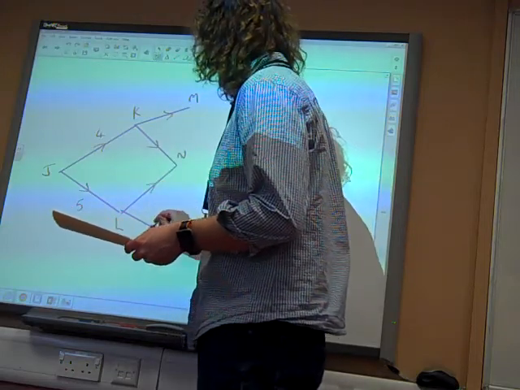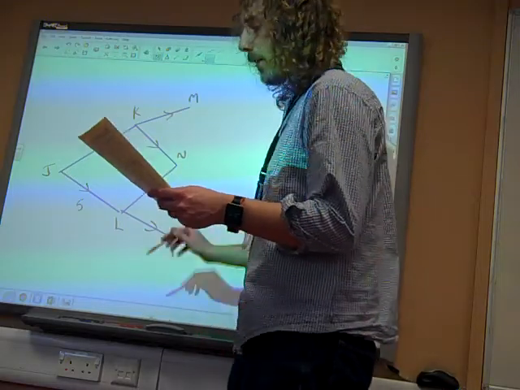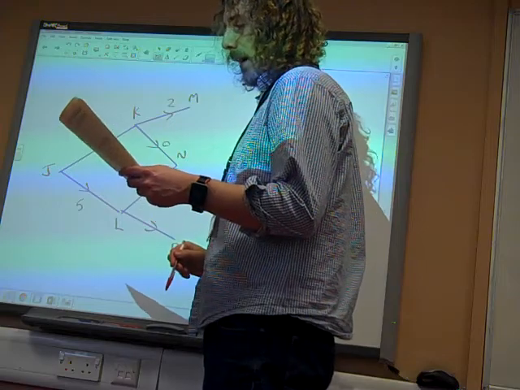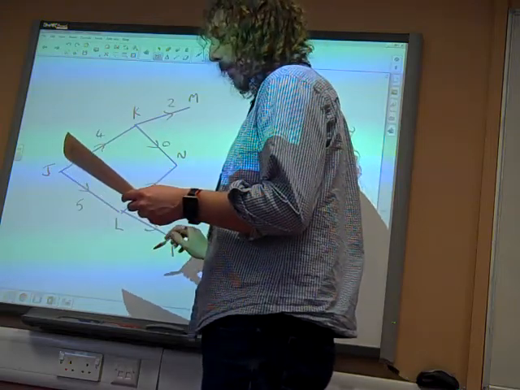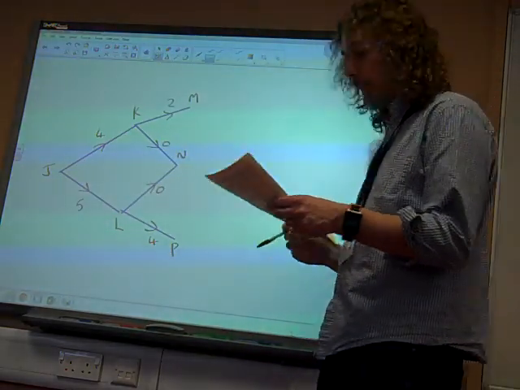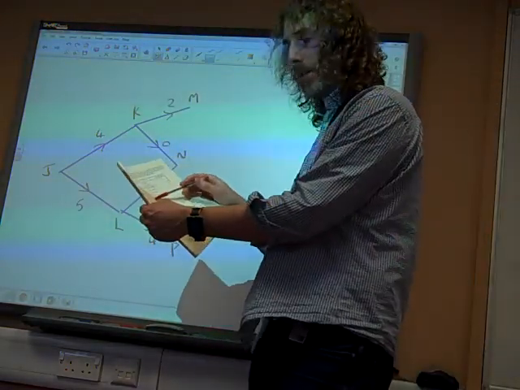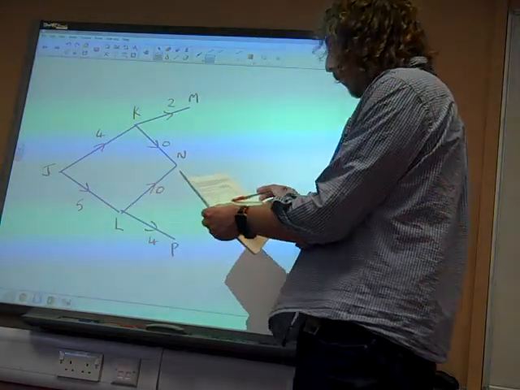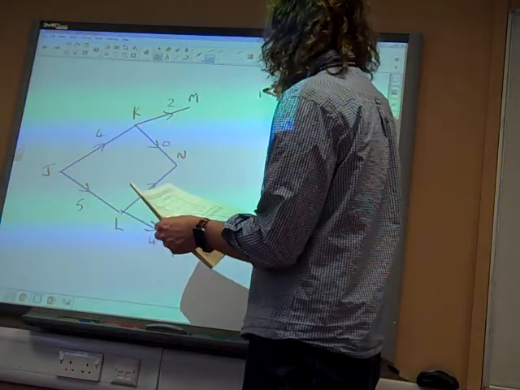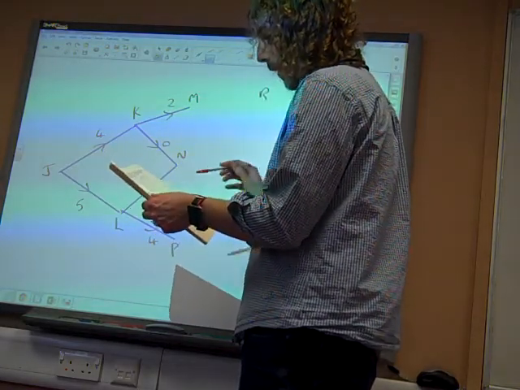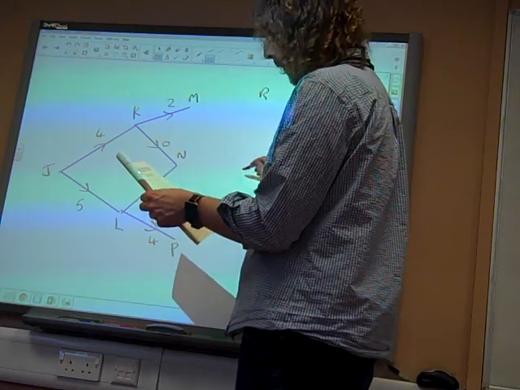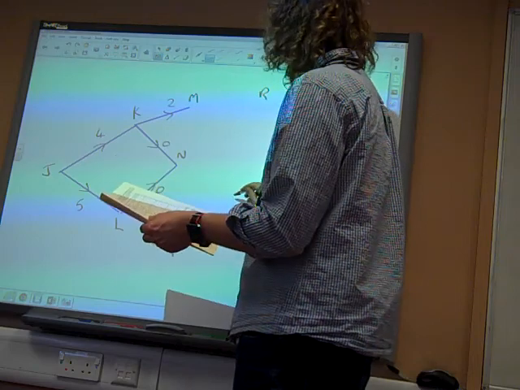Arrows on them. K to M has 2 churches, K to N has 0, L to N has 0, L to P has 4. Right, next day, Sunday. And we've got M, N and P as the start points, the from places, and we're going to R, S and T. Now M and N are both going to R, so let's put R there. P is going to S and T.